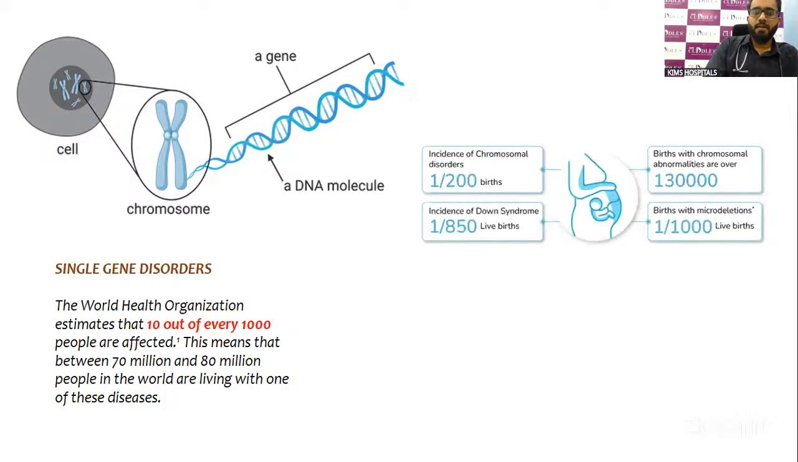So when you compare the incidence of a single gene disorder against chromosomal disorders, you see this is the rough incidence. Chromosomal disorders are also not uncommon. So we have different sets of tests for chromosomal disorders. You see the incidence is 1 in 200 births for chromosomal disorders. And in that, trisomies, that is Down syndrome, is 1 in 850. And these are some of the incidences. And WHO actually estimates that 10 out of every 1,000 people are affected with a single gene disorder. That's pretty high. So I just want to emphasize that.